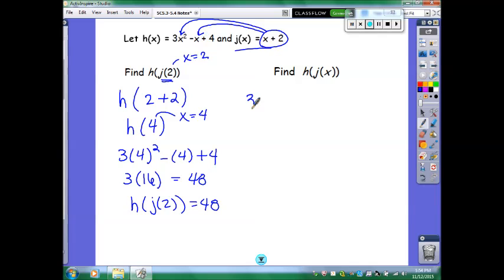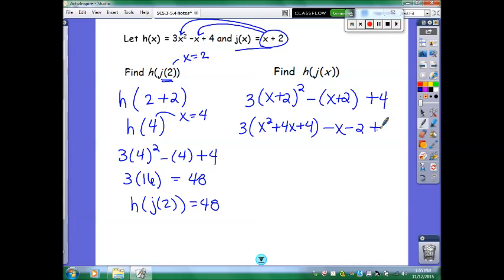So what do I get? I get 3 times (x plus 2) squared minus (x plus 2) plus 4. And we're going to have to simplify this. You notice here again I'm putting parentheses around whatever I'm substituting in. All right, so this is going to have to get multiplied out, expanded. Don't multiply by 3 yet. So I got x squared plus 4x plus 4. Distribute my negative, plus 4 that was already there. All right, let's distribute the 3.